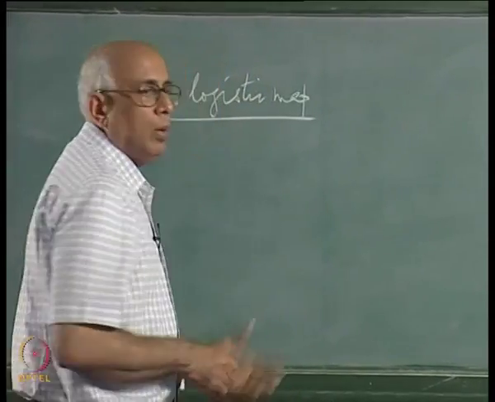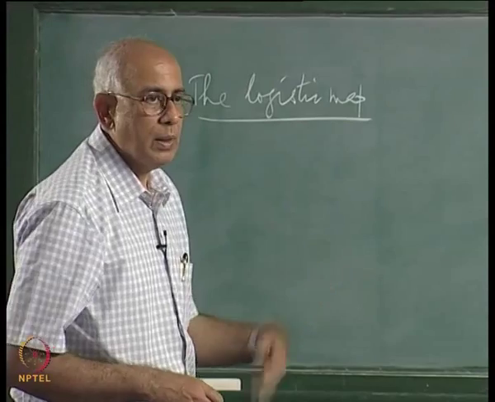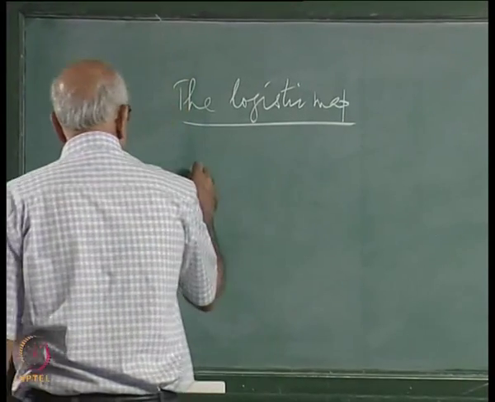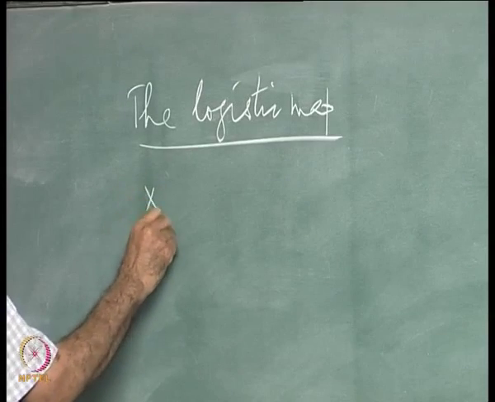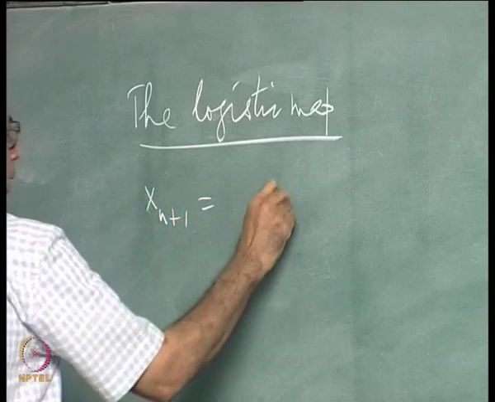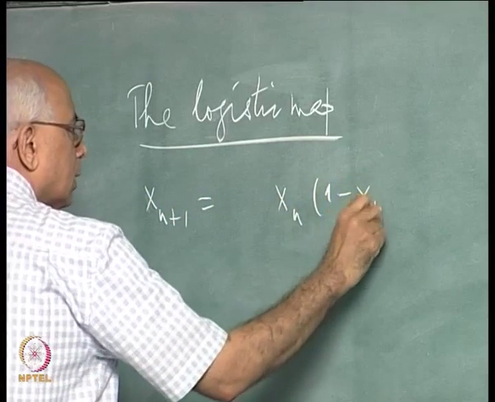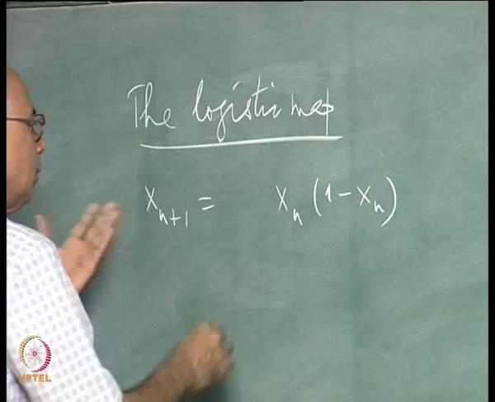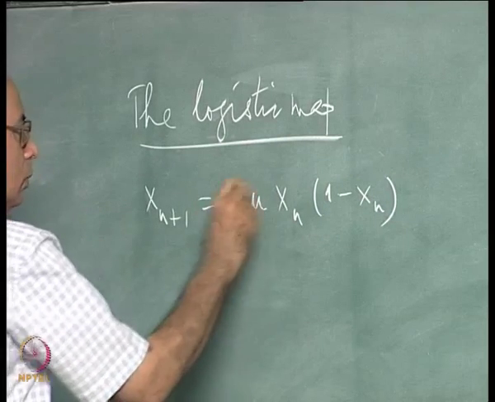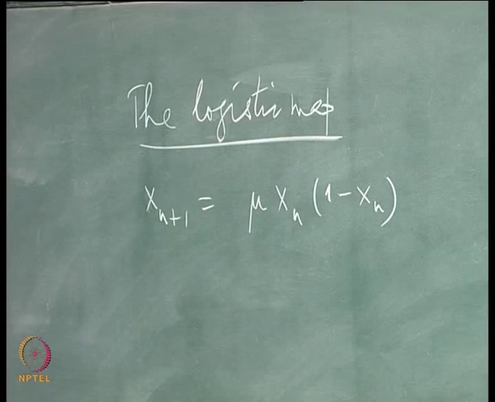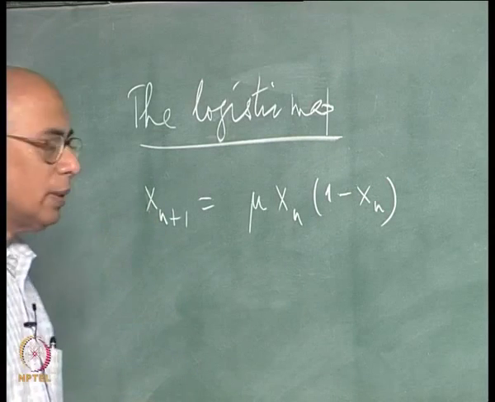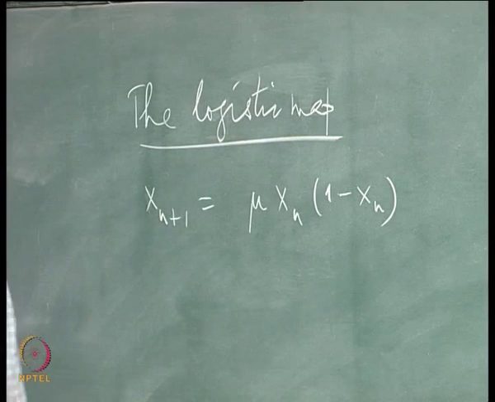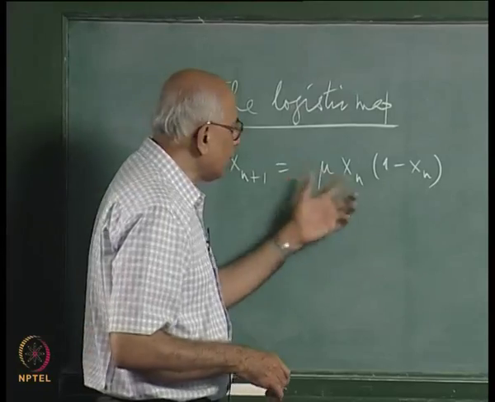This map is parabolic, it is just a parabola, and it looks like this. So the map function is given by x_{n+1} is equal to mu times x_n times (1 minus x_n), where mu is a certain constant. Mu is a real number, a positive number. And where are the fixed points of this map? Well, 0 is obviously a fixed point, and there is perhaps one more fixed point.